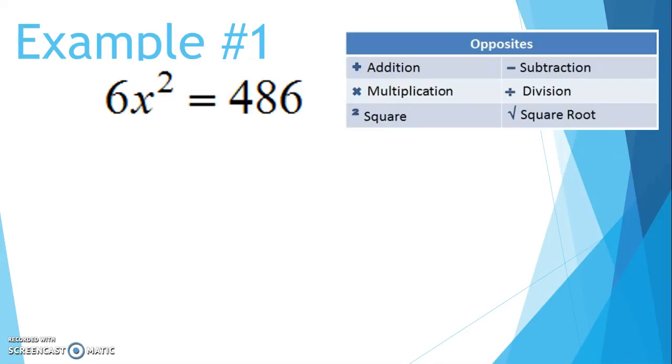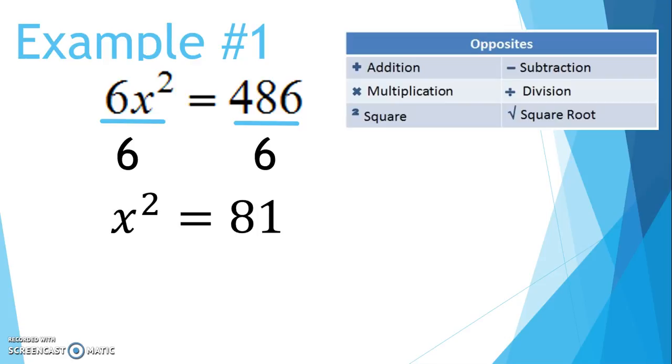At the beginning of the year, we talked about how opposites were addition and subtraction, multiplication and division, and also how square and square roots were opposites, but we never really did anything with that. Now we're going to do something with it. So here we have 6x squared equals 486. We know how to get rid of that 6 because that number next to a letter just means multiplication. So we're going to divide both sides by 6. When we do that, we're left with x squared equals 81.